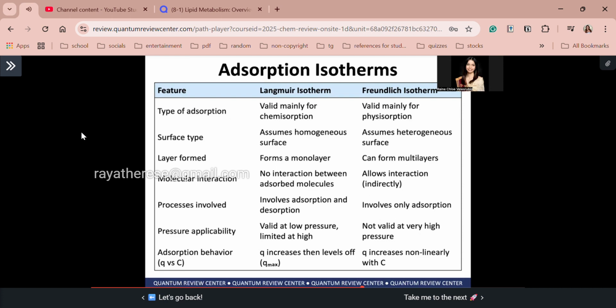Okay? And in terms of adsorption behavior, for Langmuir isotherm in general, the adsorption capacity decreases then levels off at a certain maximum adsorption capacity. Then for Freundlich isotherm, the adsorption capacity decreases non-linearly with concentration. There is no upper limit. It just keeps increasing. Okay?